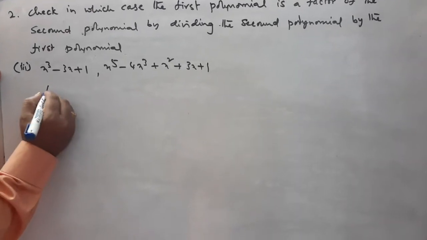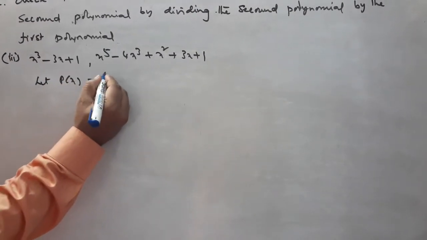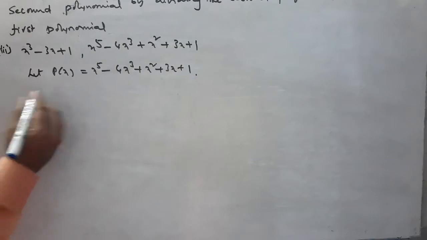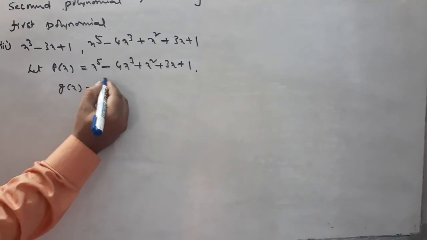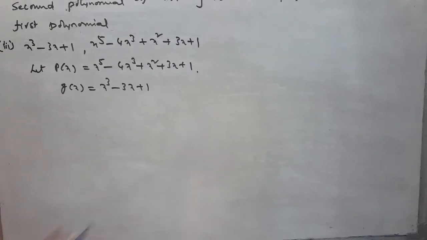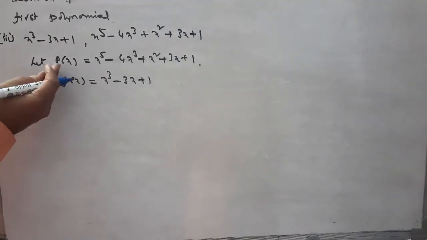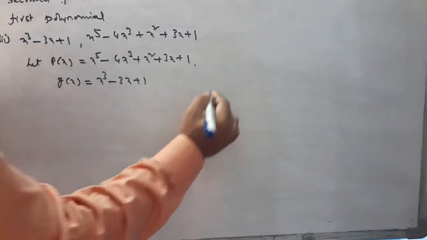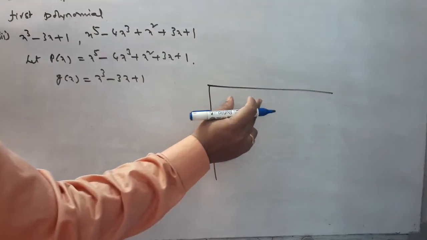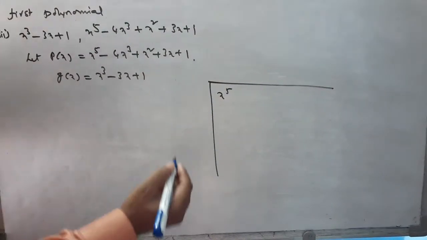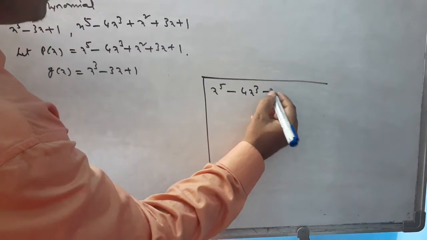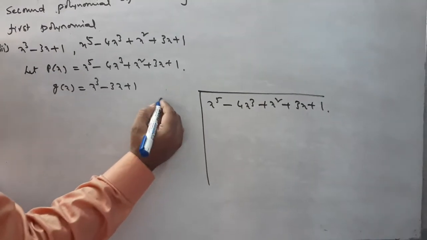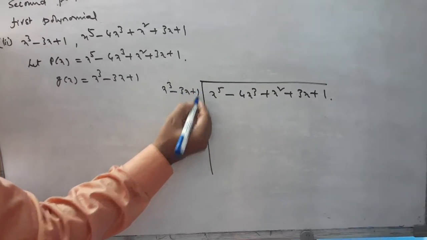So the third one: let p of x is equal to x to the power of 5 minus 4x cube plus x square plus 3x plus 1. So g of x means x cube minus 3x plus 1. Now divide p of x by g of x. So here it is a divisor, it is a dividend. So here we have to write the dividend here, x to the power of 5 minus 4x cube plus x square plus 3x plus 1. Here the divisor is x cube minus 3x plus 1.